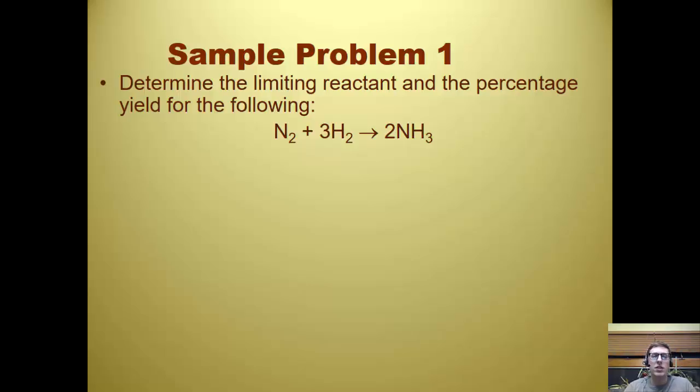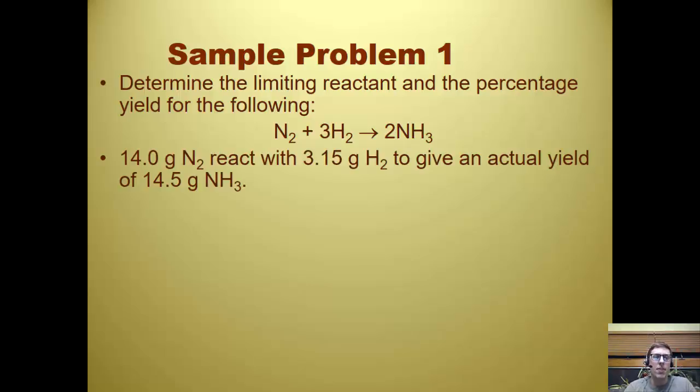And you'll note it's balanced. You have 1 mole of nitrogen plus 3 moles of hydrogen yields 2 moles of ammonia, NH3. So imagine you have 14.0 grams of nitrogen that reacts with 3.5 grams of hydrogen to give an actual yield of 14.5 grams of NH3.